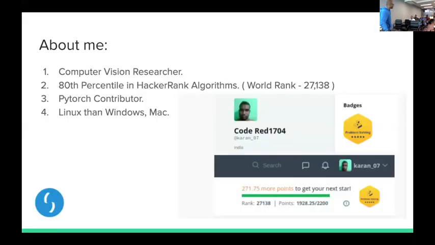A little bit about me. I'm a vision researcher and I work here at Saama. I code as a hacker and I'm a PyTorch contributor. Like TensorFlow, PyTorch is also a framework. Yeah, I like Linux.